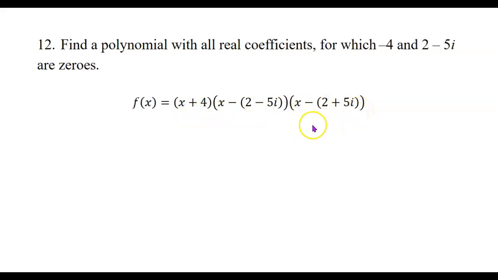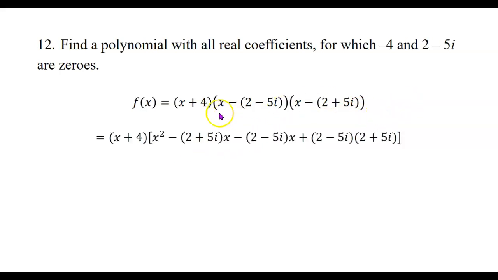Now let's see what happens if we multiply that out. I'm going to start by multiplying together those last two factors that involve the complex numbers. So if I multiply it by the FOIL method, first we've got x times x, x squared. Outside we've got x times minus (2 plus 5i), so minus (2 plus 5i)x. Inside we've got minus (2 minus 5i)x. And last we've got a minus times a minus would be plus (2 minus 5i) times (2 plus 5i).